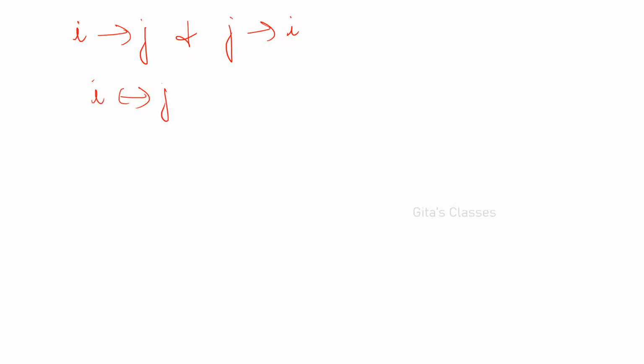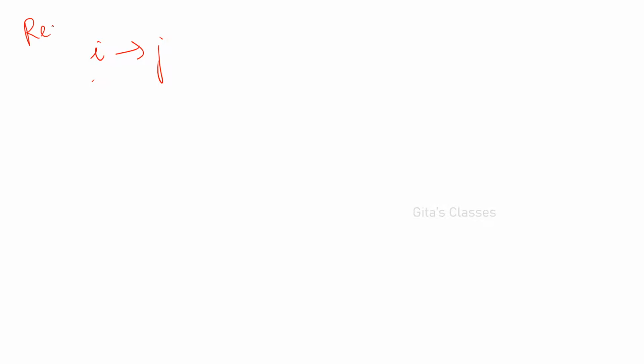So when will you say that a state is recurrent? If j is accessible from i, then definitely you should be able to come back to i. That is, if you are going from i to j, then definitely you should be able to come back to i. Then it is said to be recurrent. So for all j, j accessible from i implies i is accessible from j.